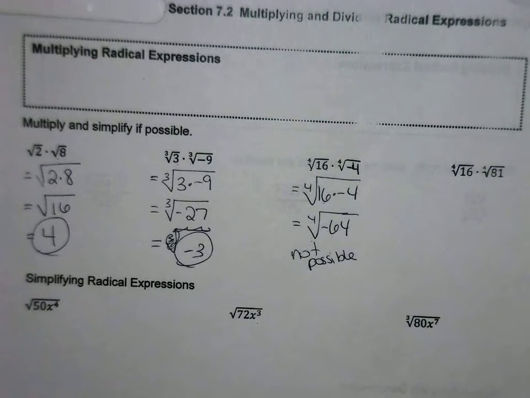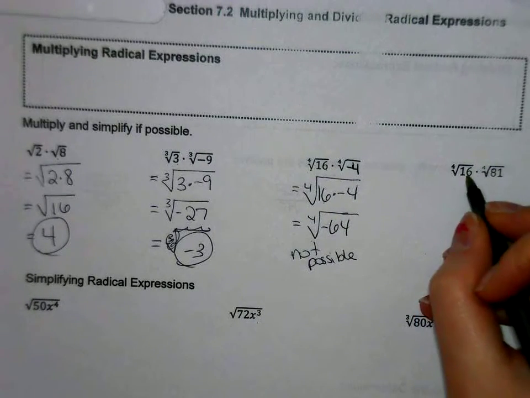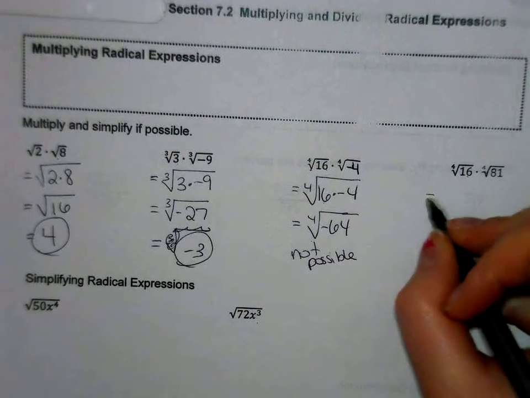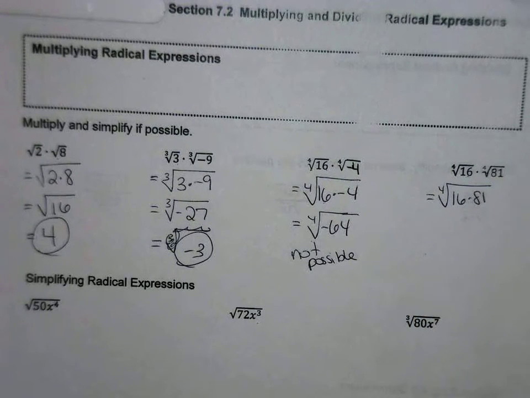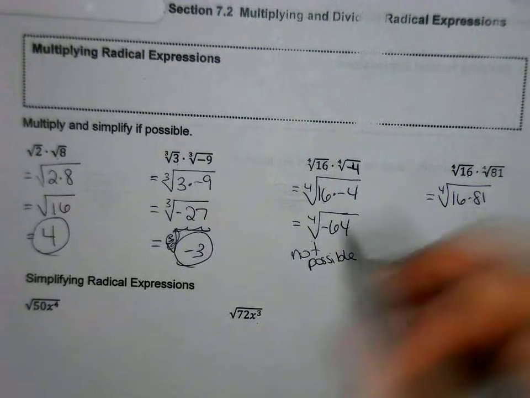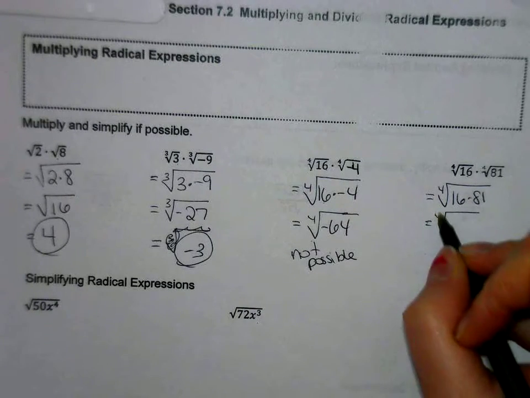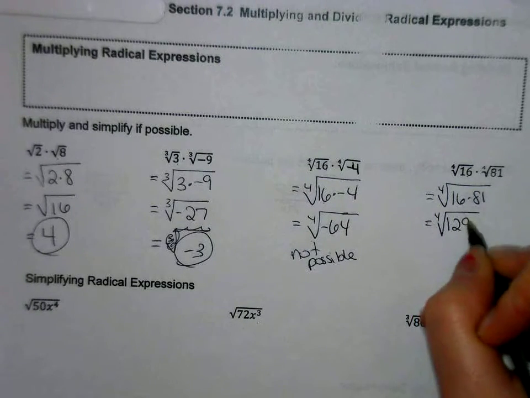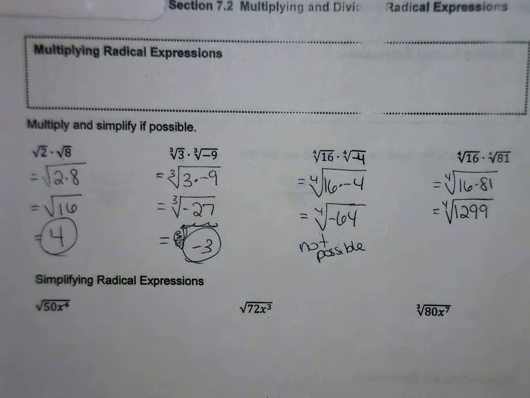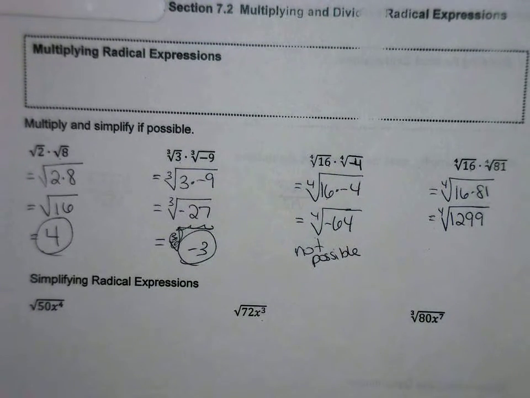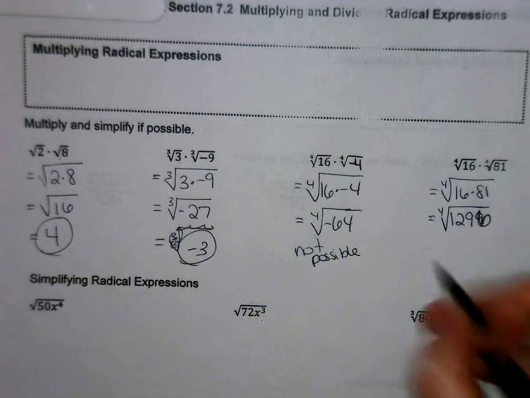So let's look at this next problem. We have the 4th root of 16 times the 4th root of 81. So that really equals the 4th root of 16 times 81. And 16 times 81 is 1,296. And the 4th root of 1,296 is 6.